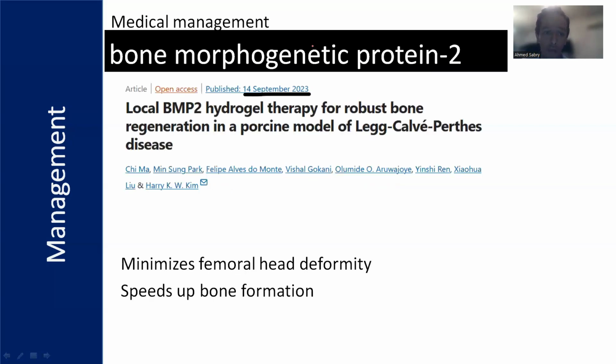Also, another paper suggested giving bone morphogenic protein 2. So they gave it in porcine models, or pig models, where they induced avascular necrosis, and then they gave BMP2. They found that it minimizes femoral head deformity and it speeds up bone formation. So it's kind of the same idea as bisphosphonates.